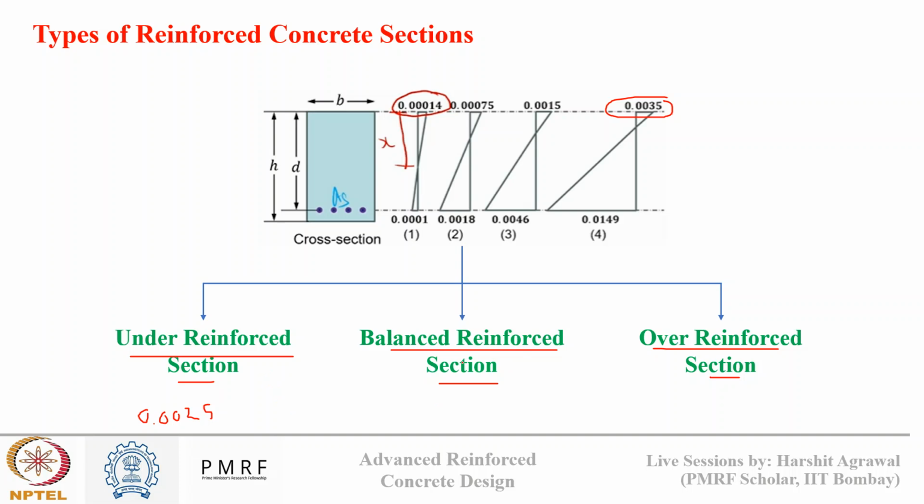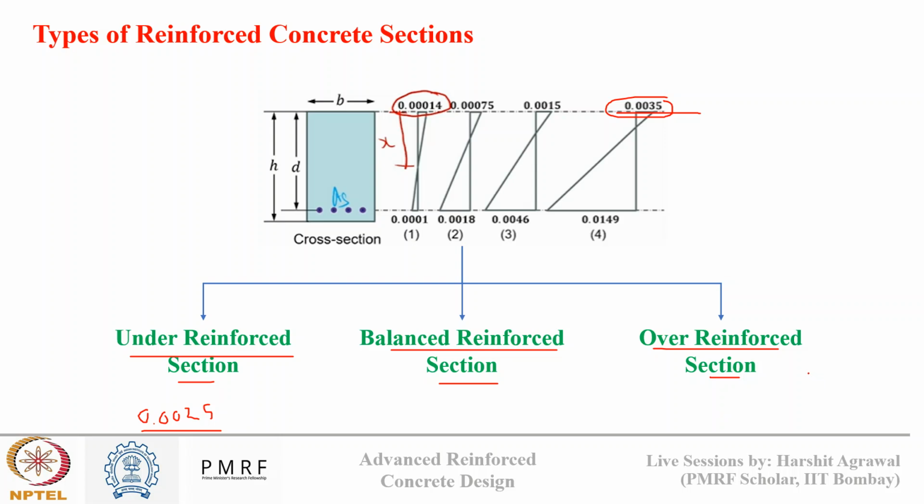In a balanced condition, steel and concrete both reach their ultimate value together. Steel will reach the ultimate strain of 0.0025, and at the same time concrete will also reach the ultimate strain of 0.0035. This is the ideal case, but this is not practical. Why? Because the dimensions of the concrete that we require to satisfy these conditions may not be a whole number every time. So this is not a practical solution.